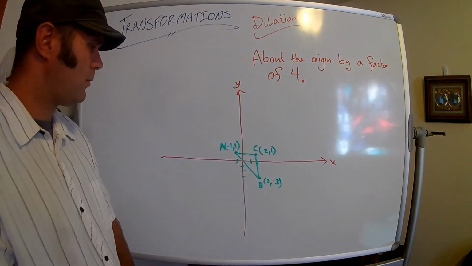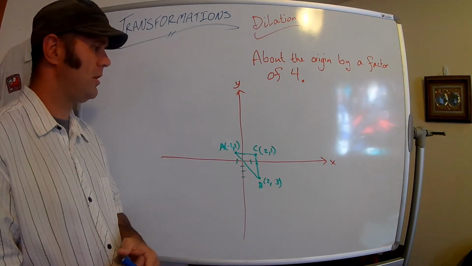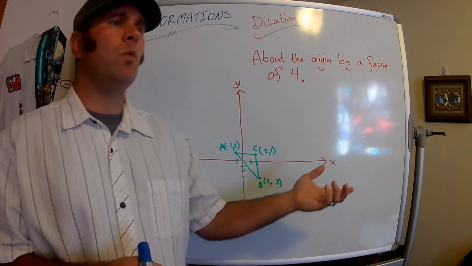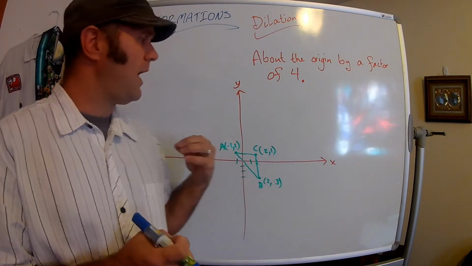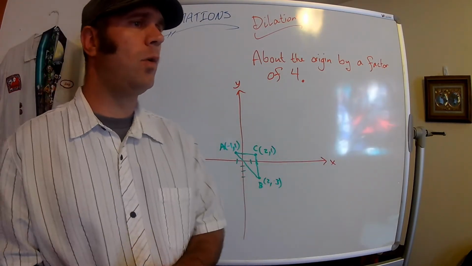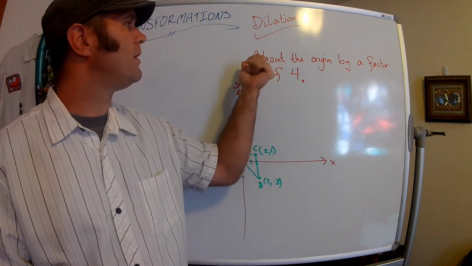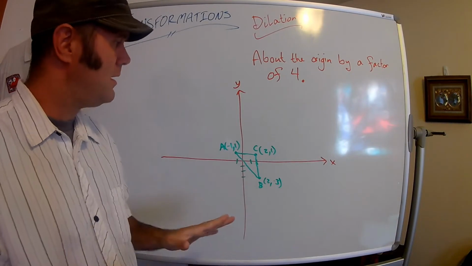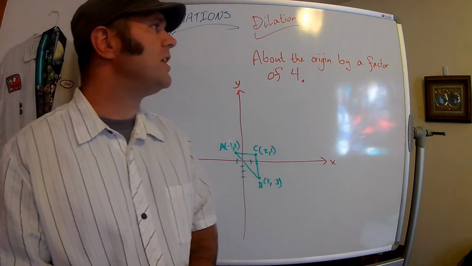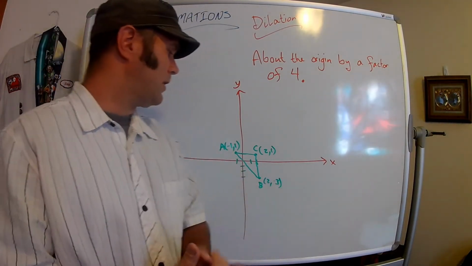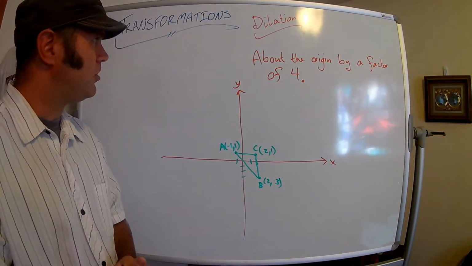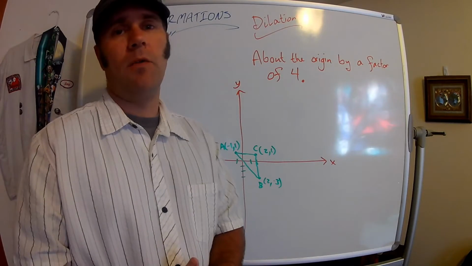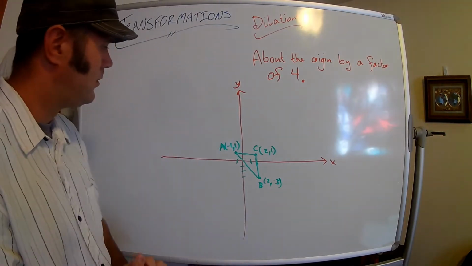Okay, so again, we're going to focus our attention on dilating about the origin, because just like in rotations, you can shift your point that you're going to do your dilation about, and then just dilate about the origin. So really you can save yourself a lot of time just focusing your attention on how to dilate about the origin.